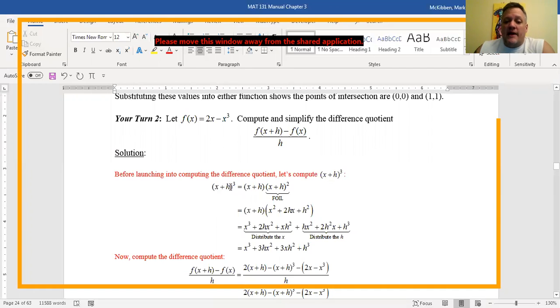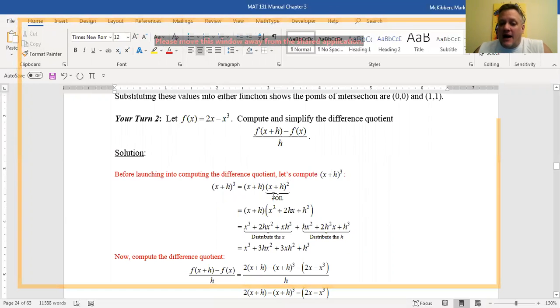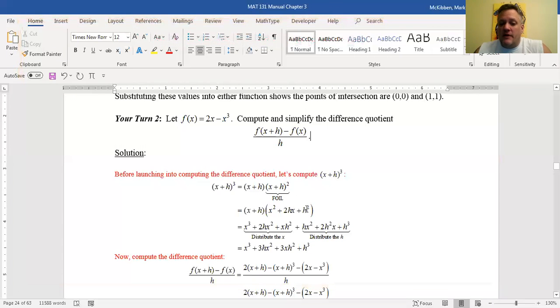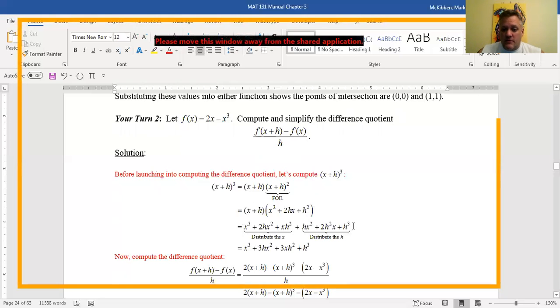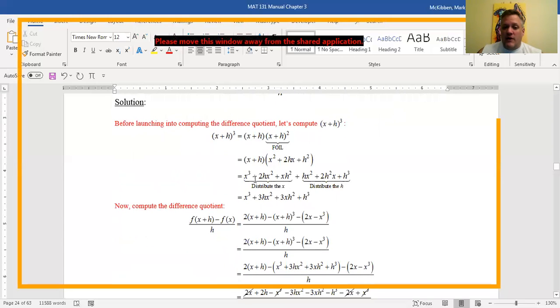Remember, x plus h quantity cubed is x plus h times x plus h squared. I need to FOIL this out: first, outer, inner, last. That's how I'm getting this expression here. And then you have to distribute x through those 3 terms. That's what I did here. And h through those 3 terms. That's what I did here. And then you add like terms together. So x plus h cubed is actually this expression here.